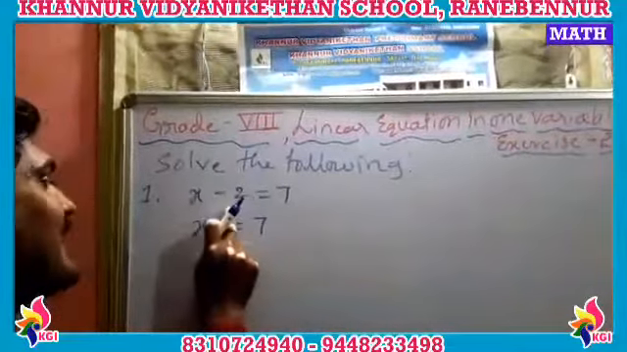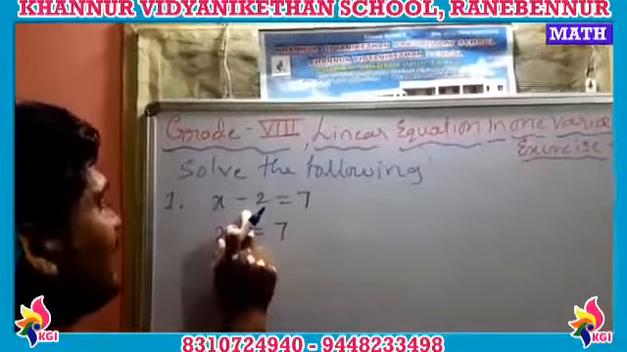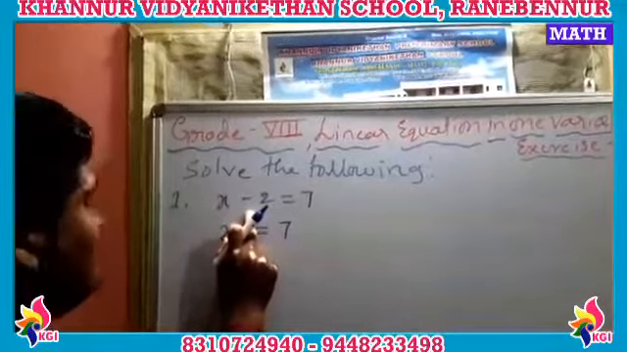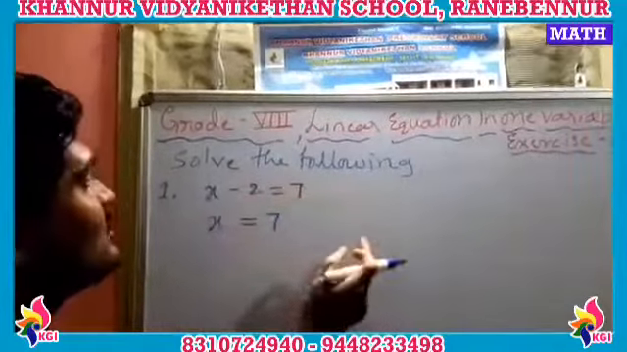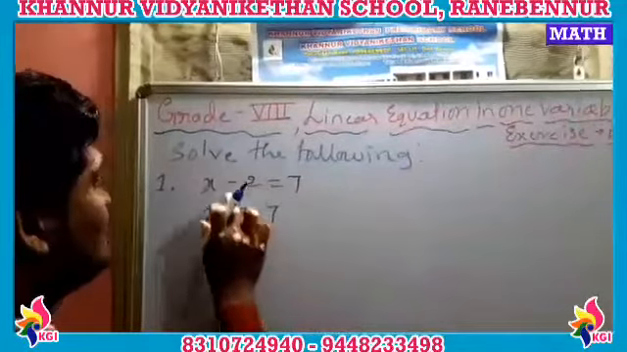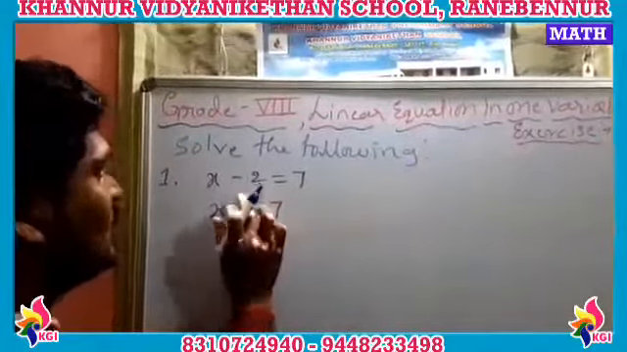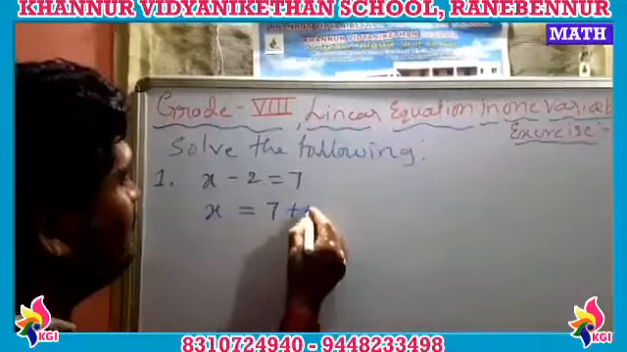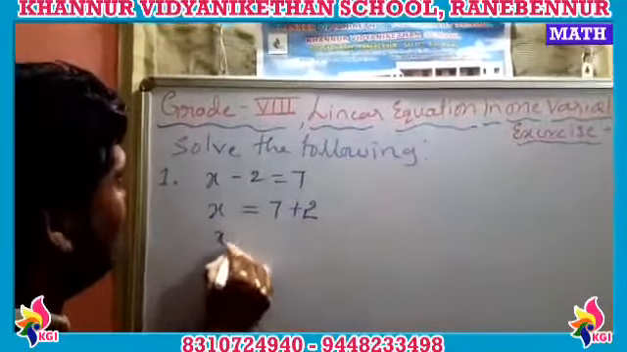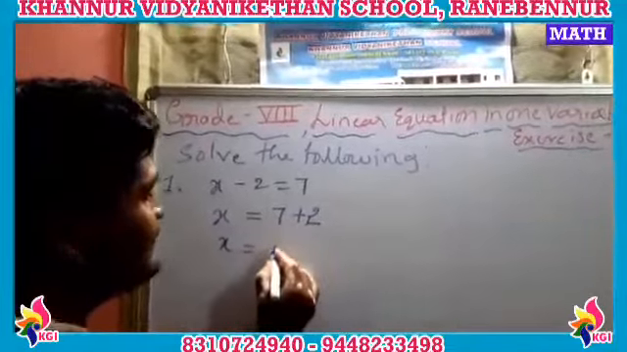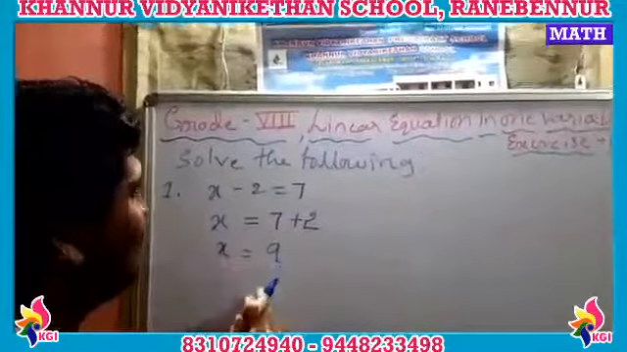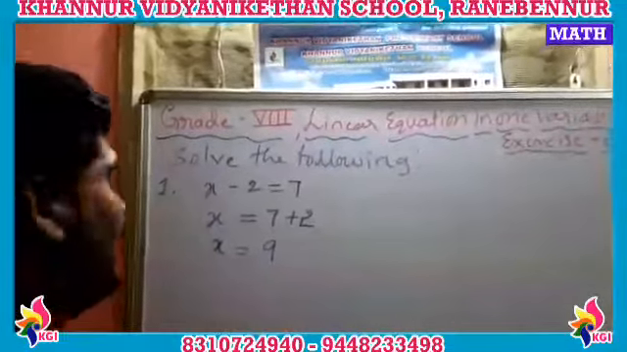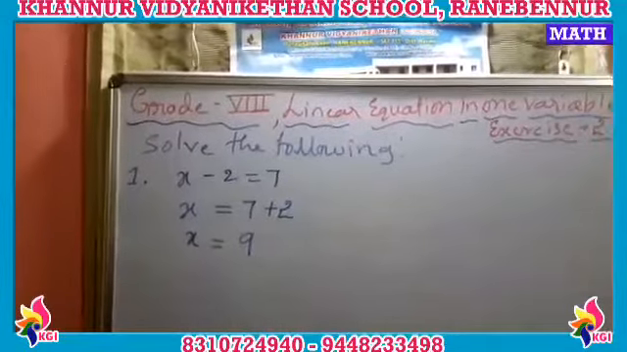This is called the transpose rule. The transpose rule says that if any number has one sign, when it goes to the other side, it changes its sign. So it is having a minus 2, and that is going to convert into plus 2. So x is equal to 7 plus 2, which is 9. So the value of x is 9. Okay, so like that I go to the second question.